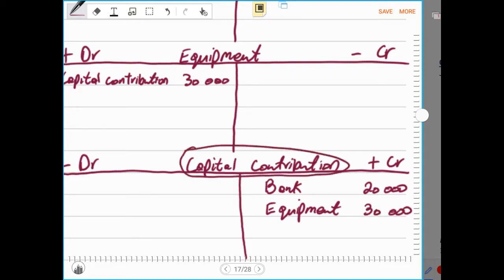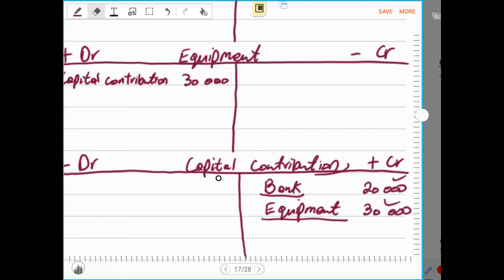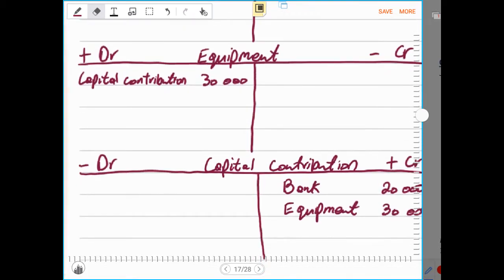So now if this is the capital contribution ledger account, you ask yourself, what did the owner contribute? He contributed money, which is bank. How much? 20,000. What else did the owner contribute? He contributed equipment for the value of 30,000 rands. That means our capital contribution is the total of bank and equipment, and the sum of that will be 50,000 rands.